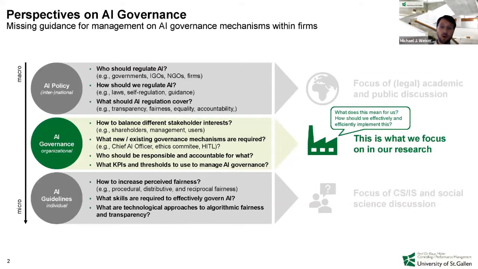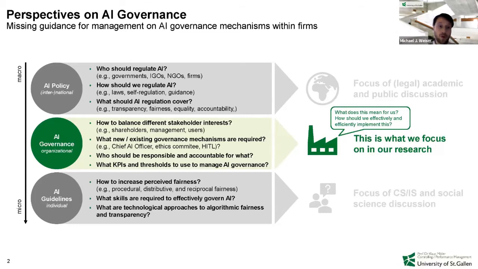So who should be responsible and accountable for what exactly in the organization itself, or from the individual perspective where we deal with problems, for example, how to increase the perceived fairness of AI systems. And we have seen that most of the academic and public conversations mostly center on AI policy, which is tremendously important because it provides the entire framework for organizational governance.